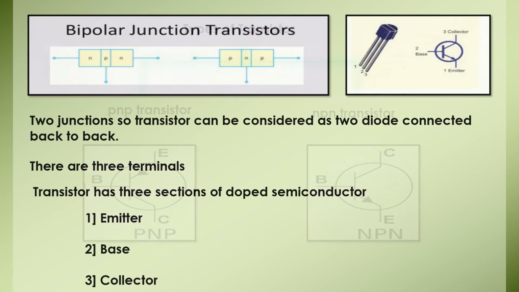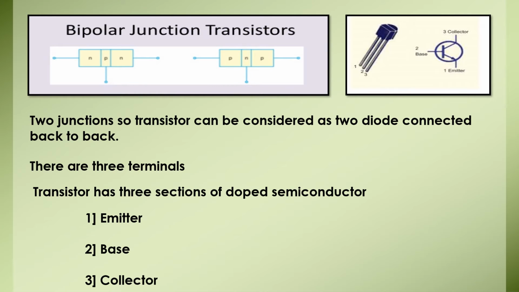Next, now we are going to see the bipolar junction transistor. Bipolar junction transistor is simply called BJT. B means bipolar, J means junction, and T means transistor.